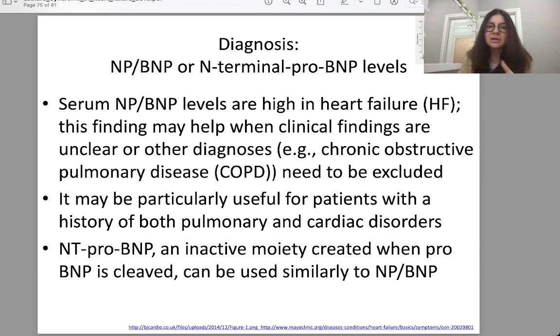Usually they look the same, they can connect with each other, both of them can be present, and according to levels of NP and BNP and proBNP, we detect whether it is primarily heart failure or, if they are normal, primarily lung failure. Most often it is COPD. It may be particularly useful for patients with a history of both pulmonary and cardiac disorders. I told it. NT-proBNP is an inactive moiety created when proBNP is cleaved, and can be used similarly to NP and BNP.